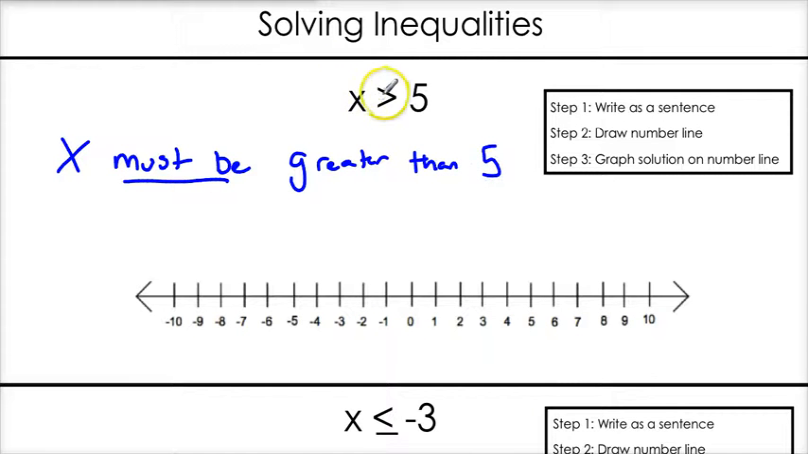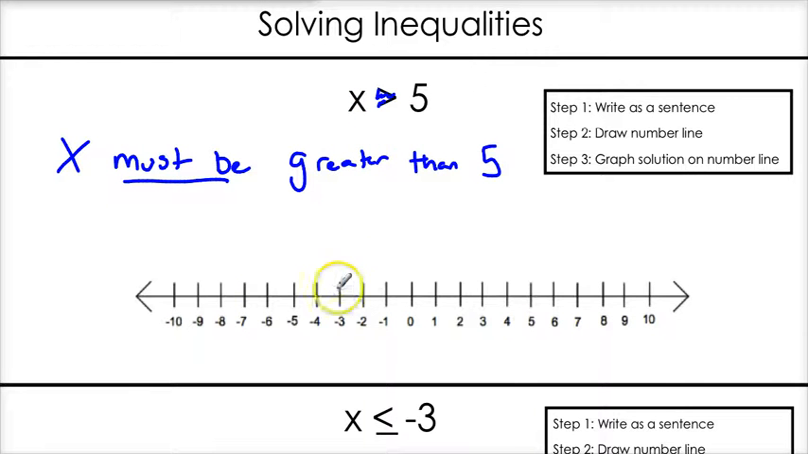Why is it greater than? Well, remember, this is like an alligator. Maybe you learned it this way. And the alligator's hungry. That's the alligator mouth. So he always eats the bigger thing. So Mr. Alligator is pointing at the x. So he eats the x. So we know x must be greater than 5. Alligator eats the bigger thing.